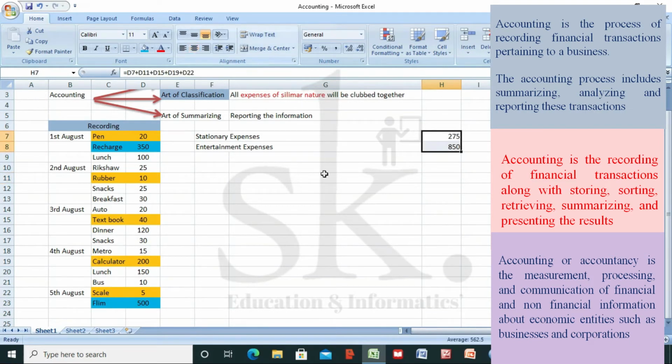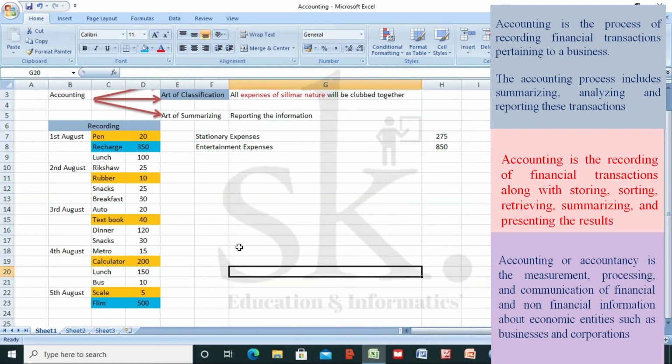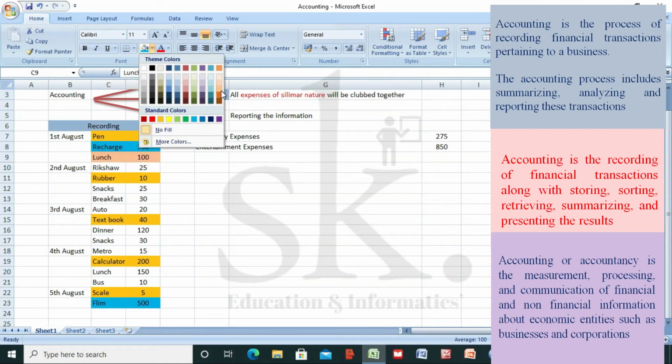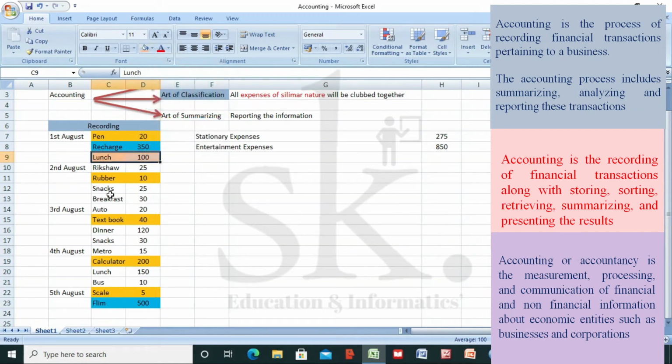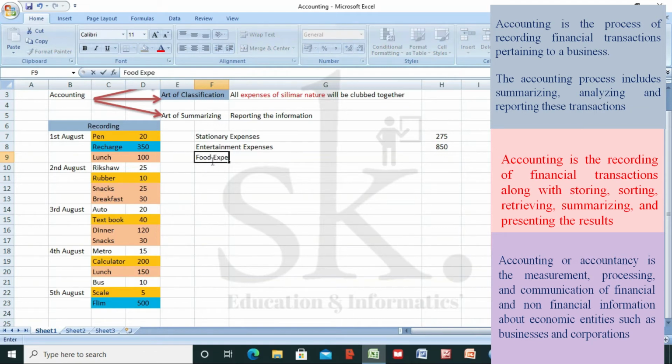So stationery is 275 rupees, entertainment is 850 rupees. Then we also have other expenses. Say I had a lunch, so that particular expense let me consider. Lunch, snacks and breakfast all are of similar nature, food expenses. Dinner is similar, snacks are also a similar type of expenditure, as well as lunch mentioned on 4th of August, which is also similar in nature. So this all can be under the head maybe food expenses.